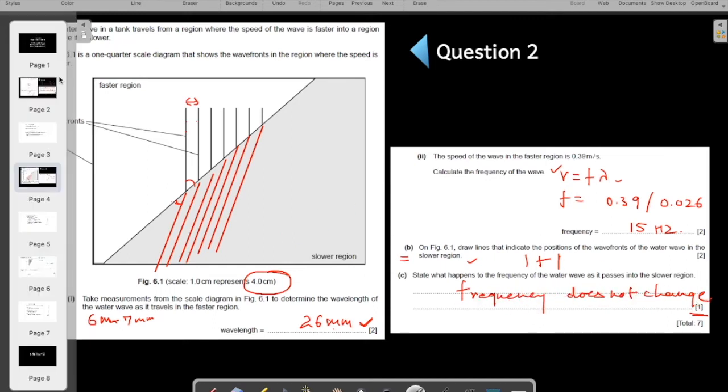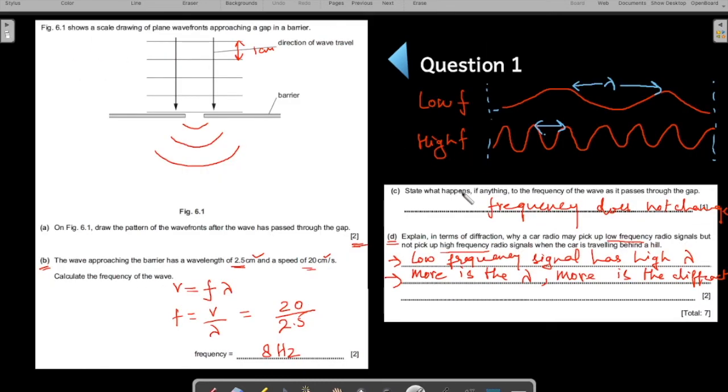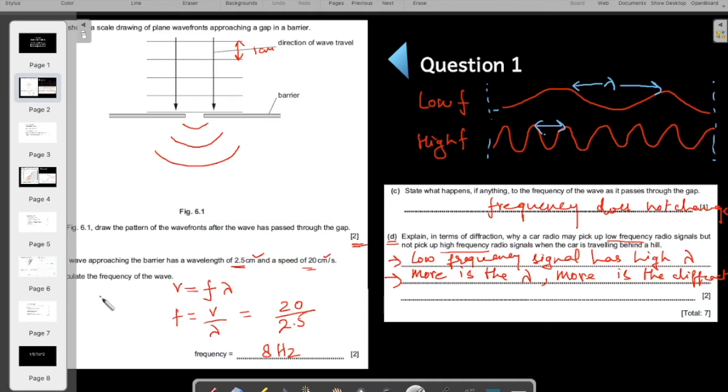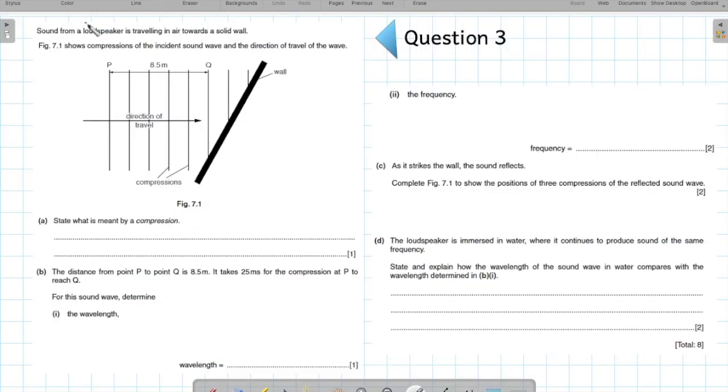The previous question, question number 1 that we solved, was on diffraction. Here also they asked what happens to the frequency. The frequency does not change. If a question is on reflection also, then the frequency does not change. Remember, at reflection, refraction or diffraction, the frequency never changes in any of these 3 phenomena which you have to study for your exams. Let us come to question number 3.